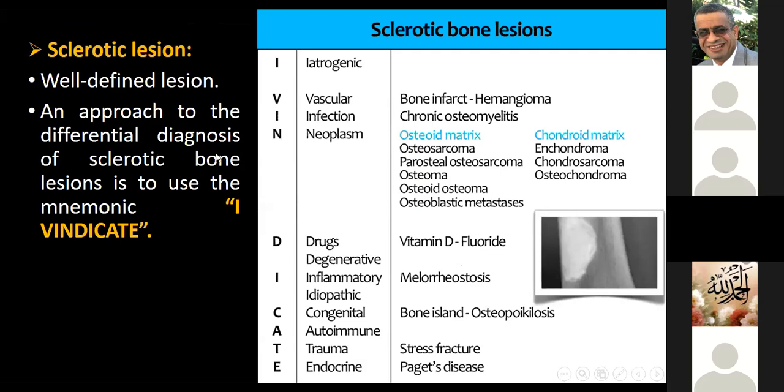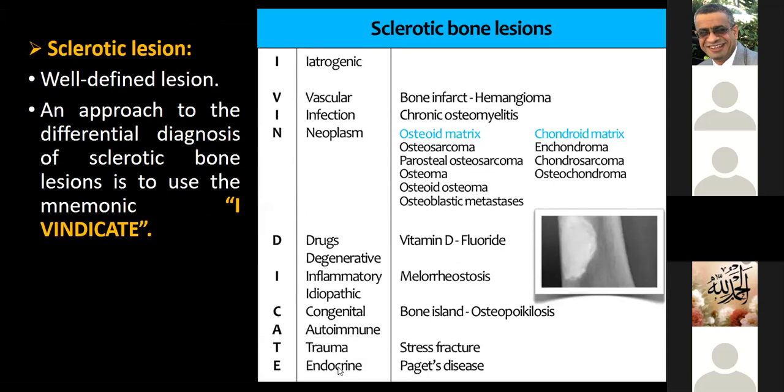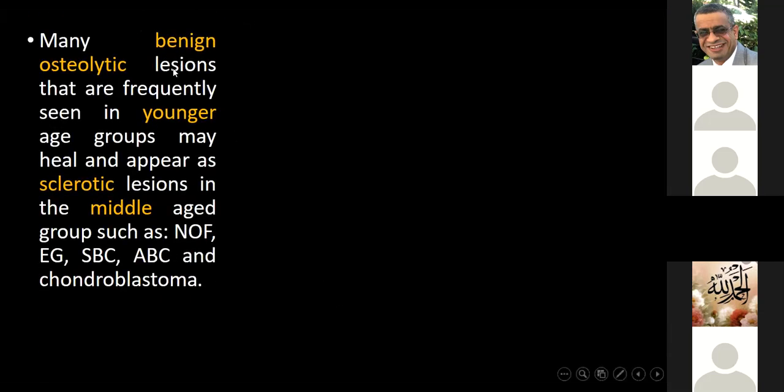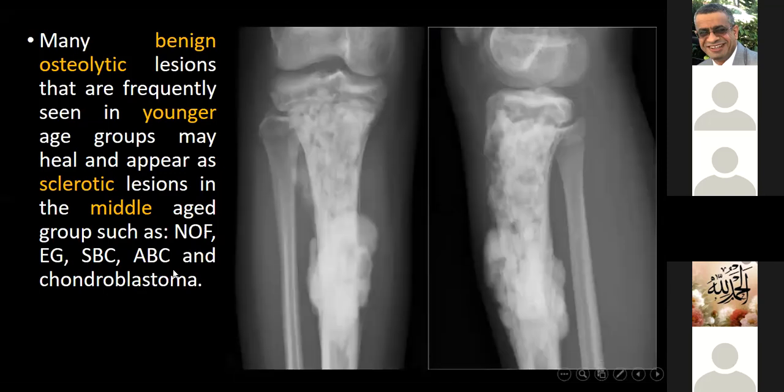The differential for these lesions follows the mnemonic I INVITE A CAT, which includes iatrogenic, vascular, infection, neoplasm, which is our topic, with either osteoid matrix or chondroid matrix, the drugs, the inflammatory or idiopathic, congenital, autoimmune, trauma, and endocrine. Many benign osteolytic lesions that are frequently seen in the younger age group may heal and appear as sclerotic lesions in middle age, such as non-ossifying fibroma, eosinophilic granuloma, simple bone cyst, aneurysmal bone cyst, and chondroblastoma.